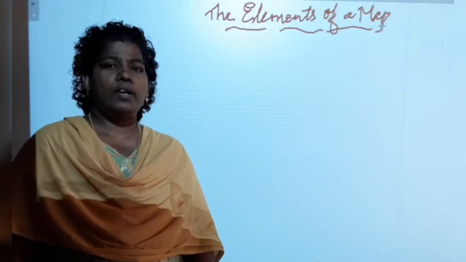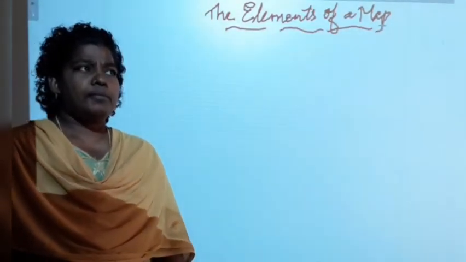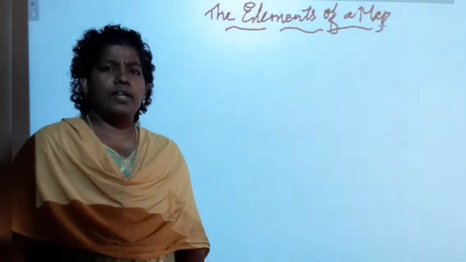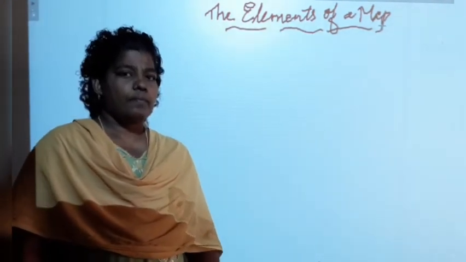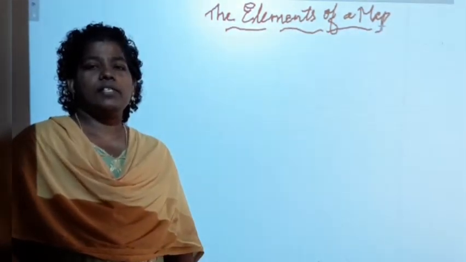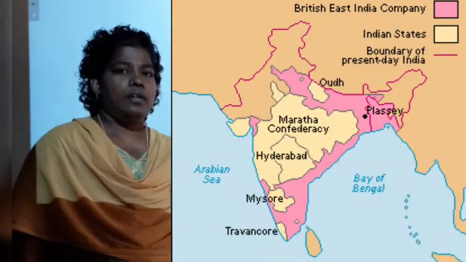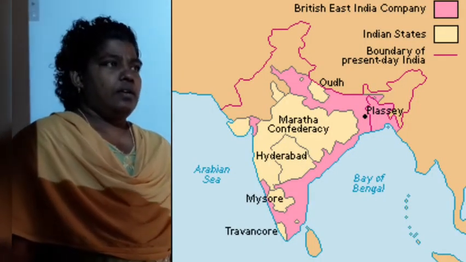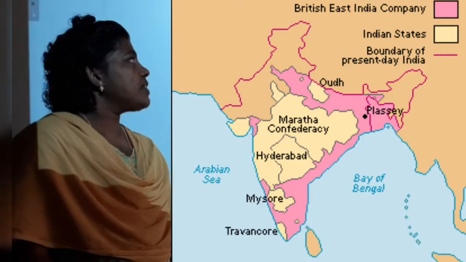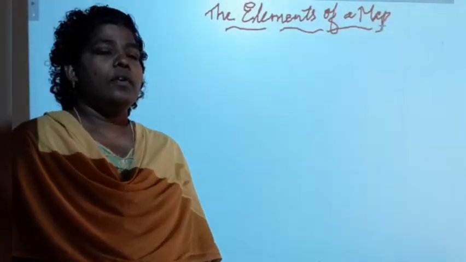In the first lesson, we learned about maps and diagrams. What all things have we learned? Do you remember? We have learned types of maps, sketches, plans, then different diagrams. And in this class, we are going to learn about the elements of a map.